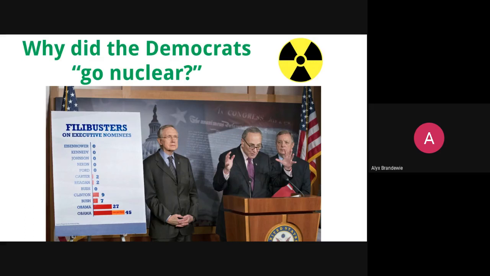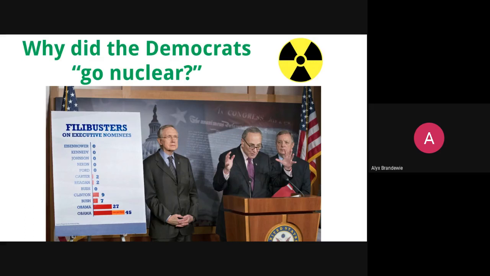But you can see on the chart on the screen that the idea of filibustering executive nominees has rapidly grown in the last 2 decades. In President Obama's first term, Republicans filibustered 27 executive nominees, and for his second term, the projection was 45. It ended up being a little bit less than that, but a lot of the people that he nominated for different jobs, Republicans in the Senate filibustered.